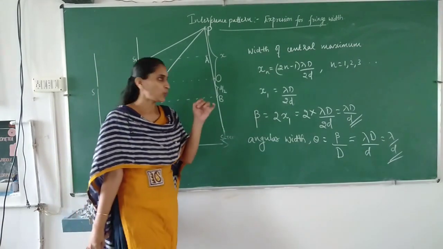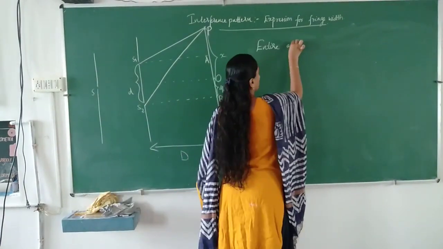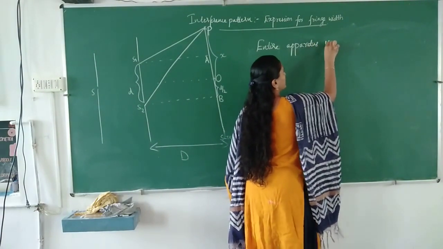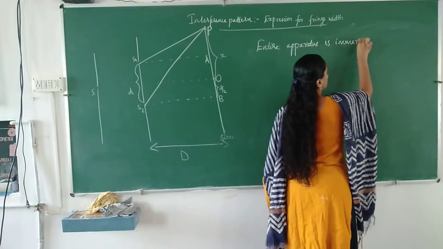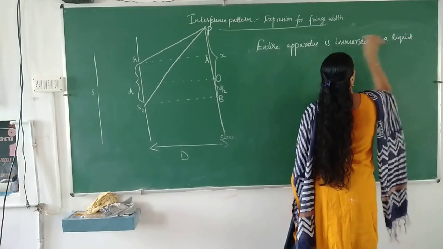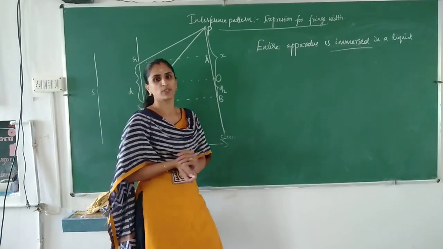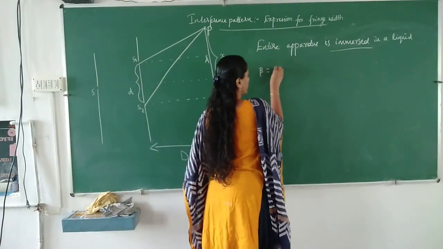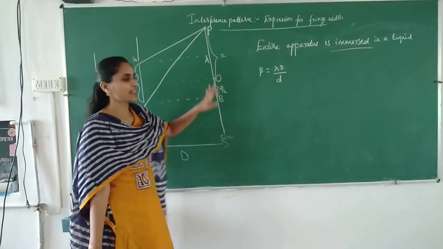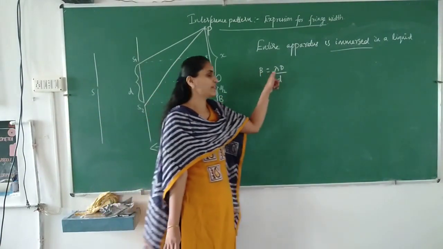Okay. Now, one last case we will discuss, when the entire apparatus is immersed in a liquid. If the entire apparatus is immersed in a liquid, what will happen to the fringe width? So, fringe width is given by lambda into capital D by small d. Capital D will not vary if it is immersed in liquid, small d also will not vary. Then the only thing that varies is the wavelength.